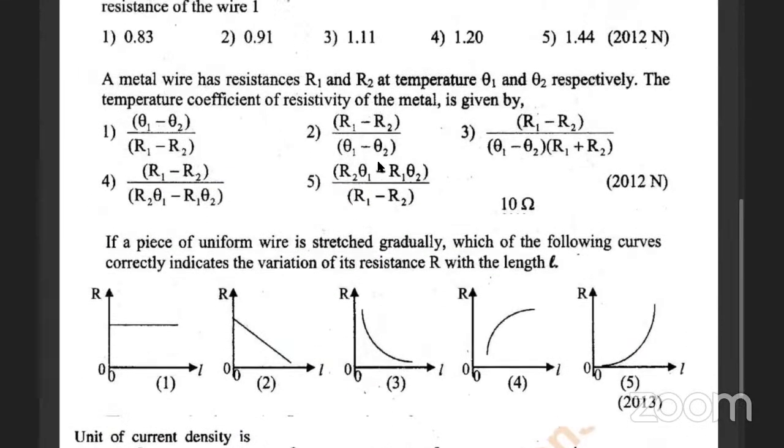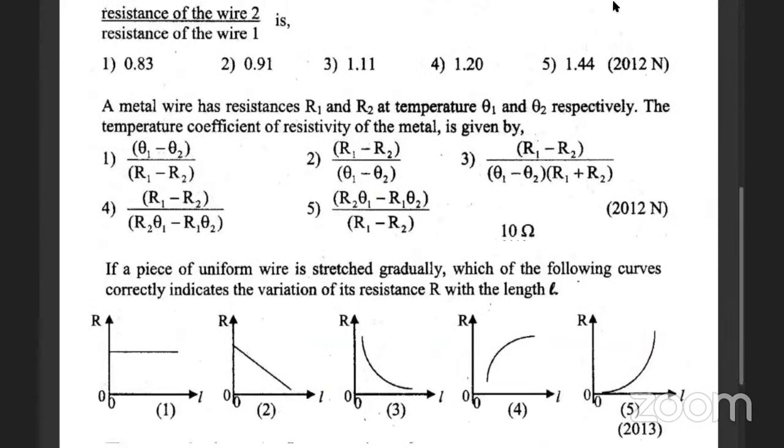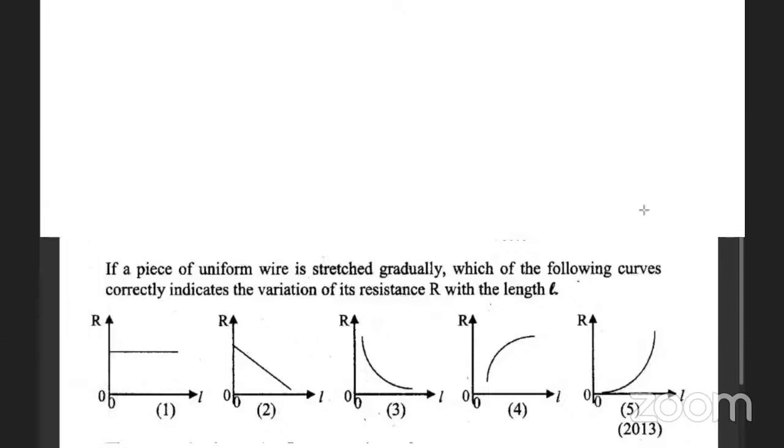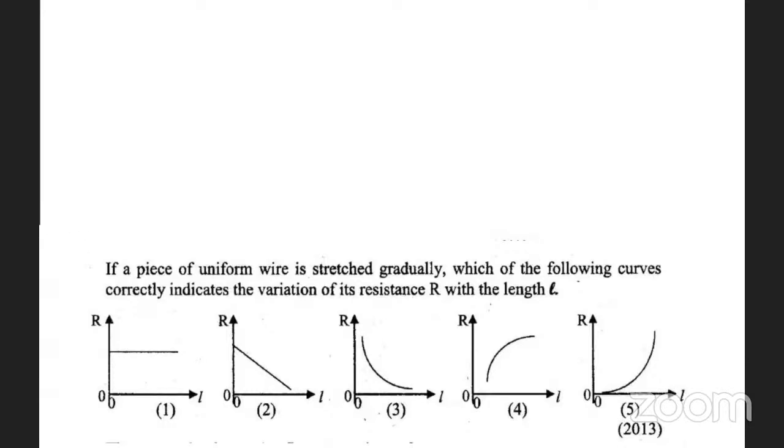Right, next question is from 2013. If a piece of uniform wire is stretched gradually, which of the following curves correctly indicates the variation of resistance with the length L? Interesting. So what I need to do is find the relationship between R and L.